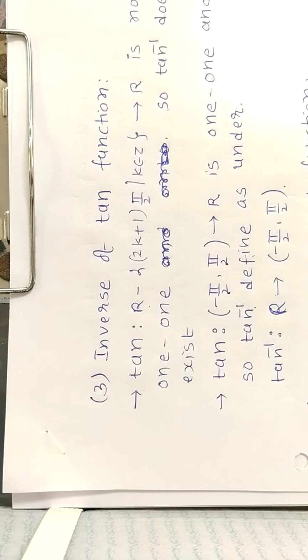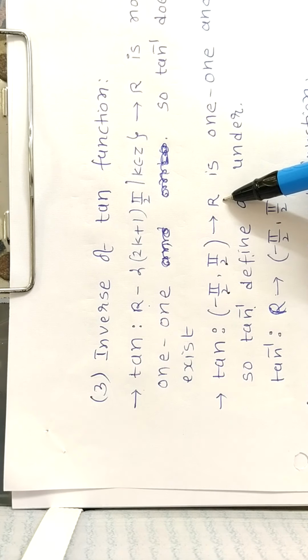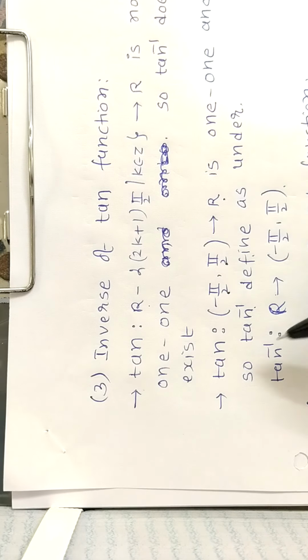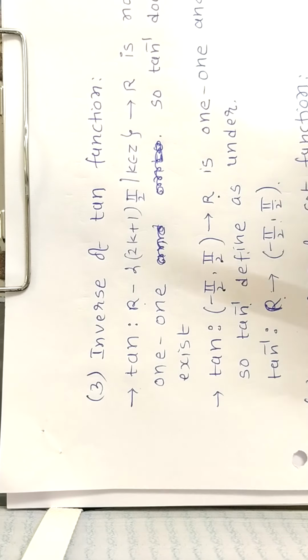What is the difference of the domain of sine and tan? The restricted domain of sine function is minus pi by 2 to plus pi by 2, closed interval, and the restricted domain of tan function is minus pi by 2 to plus pi by 2, but the interval is open. Tan function is onto, that is why there is no need to change the codomain. So tan inverse is defined as under. Tan inverse: R to minus pi by 2 to plus pi by 2.